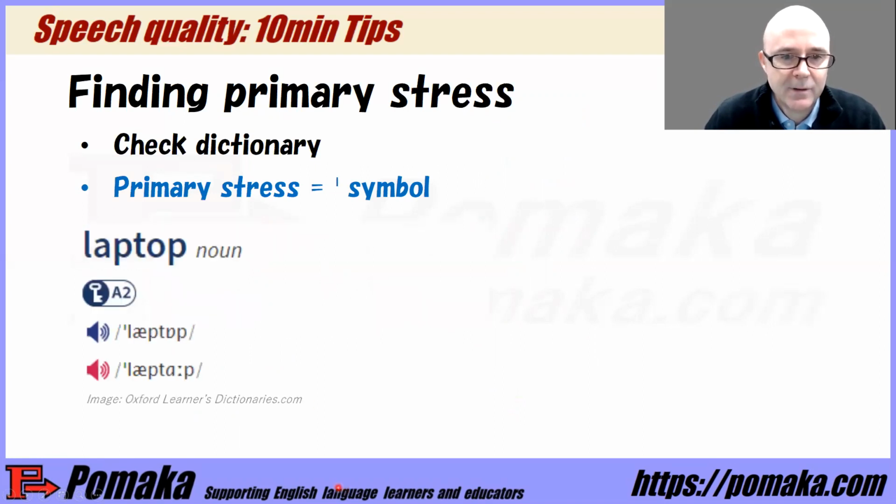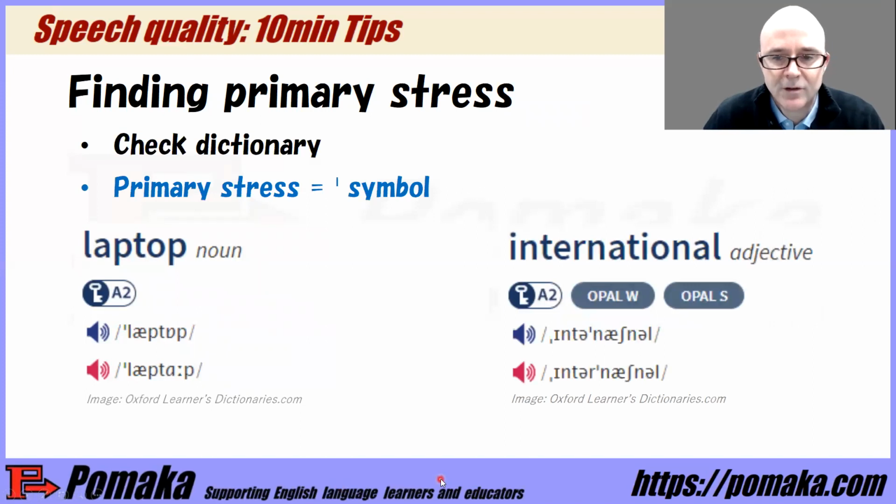So if we check the word laptop, if it's a good dictionary, it'll show you the pronunciation near the word. Go to the pronunciation symbols and look for the raised bar. This will tell you where the primary stress is. So in laptop, it tells us it's on the first syllable, laptop. If we check the word international in a dictionary, the pronunciation is here, and the primary stress symbol is here. It tells us it's on the na syllable, international. You might be wondering what this lower bar here is. Well, this is a secondary stress. The secondary stress syllable is also stressed, but not as much as the primary stress.